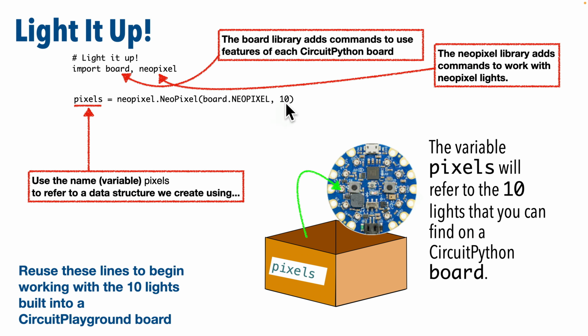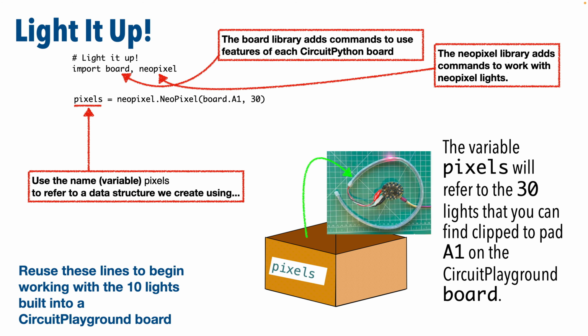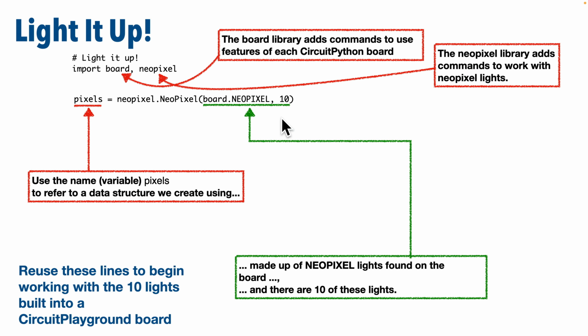Now in our code we specify that the lights are on our NeoPixel board by just saying board.NEOPIXEL, all in caps. This statement behind the scenes will get our code to the right electronic pathways to work with those lights. Now, if we were clipping a strand of lights, say to pad A1 in our CircuitPlayground board, and we're going to do that in a future lesson, we would instead write board.A1 here, because those lights would be attached to the pad labeled A1. Now there are also 10 lights on our onboard NeoPixels, so that's why we have a 10 here, the number of lights.